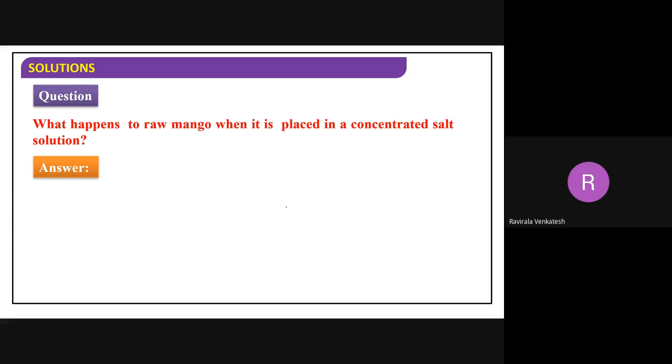What happens to raw mango when it is placed in the concentrated salt solution? So have you prepared pickle in your home? Anybody have prepared the mango pickle? Yes, sir. Mango pickle, do you know that one? Right. Now let me take an example of mango pickle. So you have prepared mango pickle, okay?